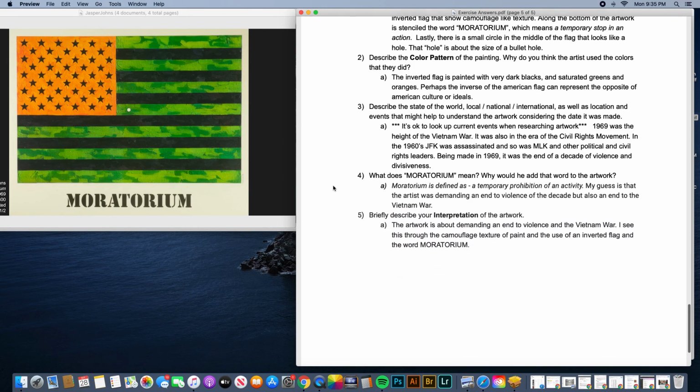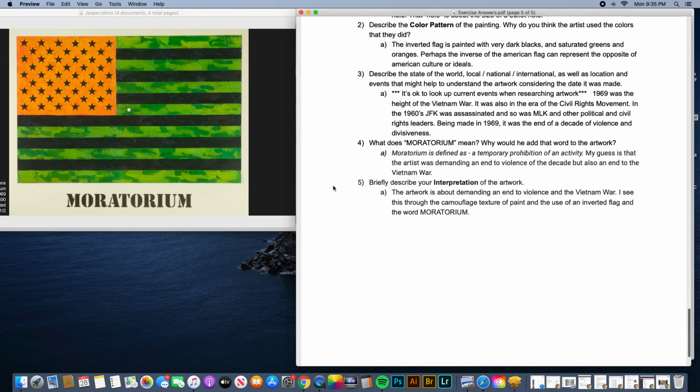Describe the color pattern of the painting. Why do you think the artist used the colors that they did? I wrote, the inverted flag is painted with very dark blacks and saturated greens and oranges. Perhaps the inverse of the American flag can represent the opposite of American culture or ideas. Again, this is my opinion, it's my guess. This is what I think is the reason why the artist used the colors that they did.